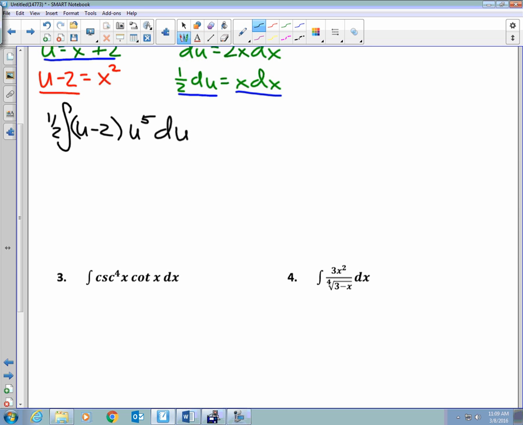Now, we can do this. It's not a big deal. But some people will try to simply take the antiderivative of u minus 2 and then the antiderivative of u to the 5th. That's not a good idea. That's like doing the reverse product rule, and you don't know how to do that yet. You have to write this as a power. So it's 1 half times the integral of u to the 6th minus 2u to the 5th du. Now that it's written as a power or polynomial, I can go ahead and take the antiderivative using our basic rule for the antiderivative.